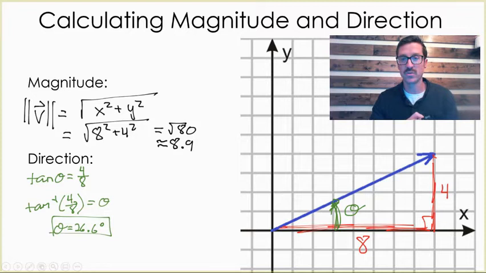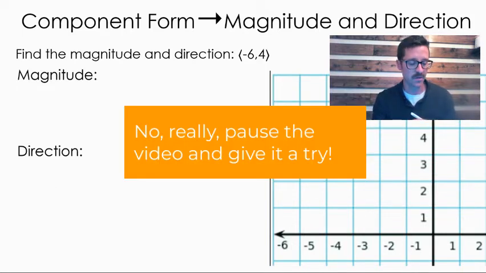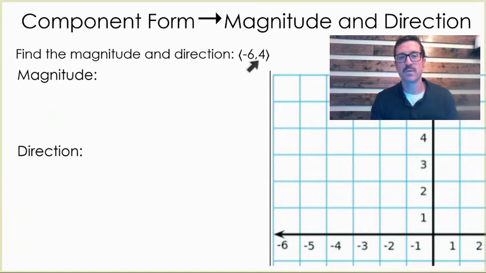So that's how to find magnitude and direction. Let's do a practice example. If you have the component form, I want you to calculate the magnitude and direction. So pause this video, see if you can do it on your own, and then hit play to see how you're doing.